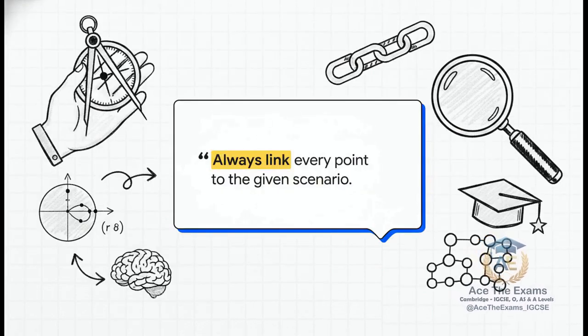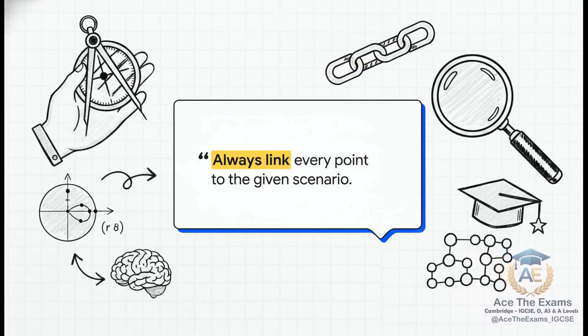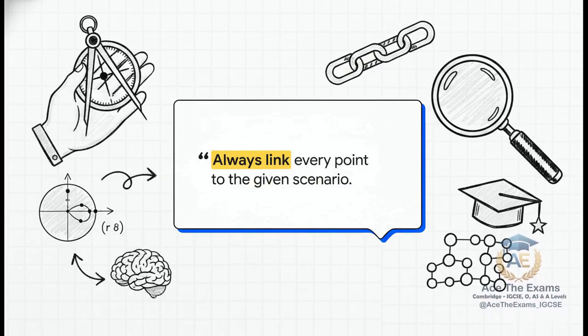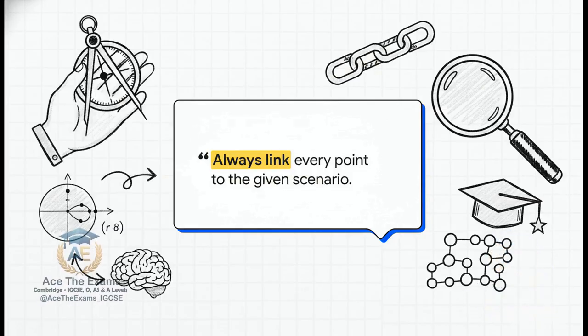So, your cheat sheet architecture comes down to this golden rule from the examiners. Always link every point to the given scenario. Never leave your math hanging in a void. Tie your modulus, tie your argument, and tie your conjugate directly back to the physical or theoretical context that the specific question provided. This is your ultimate examiner alert and the most crucial takeaway for compiling your final high-scoring text string.